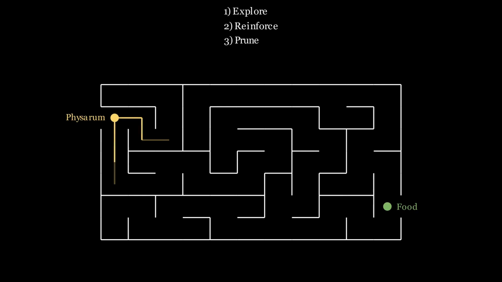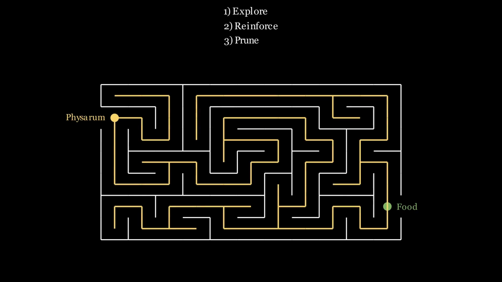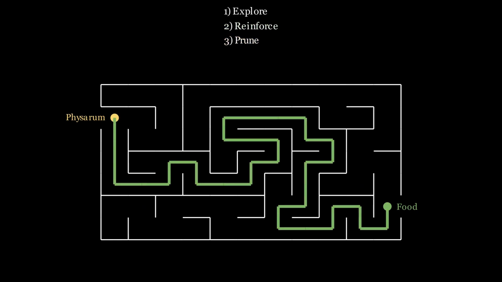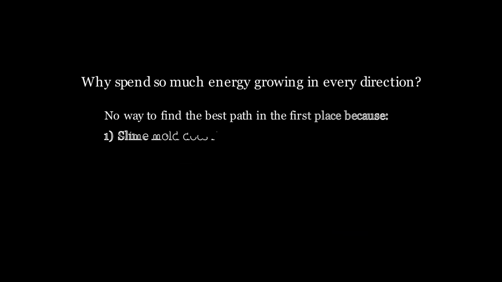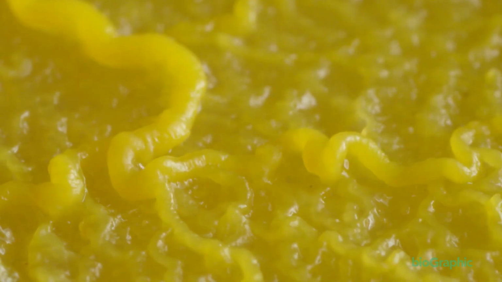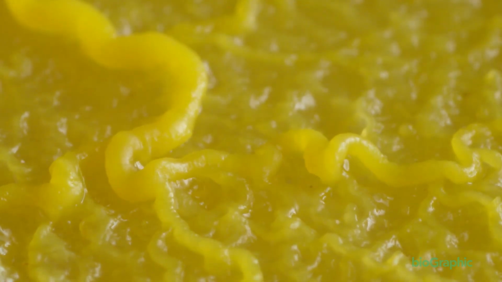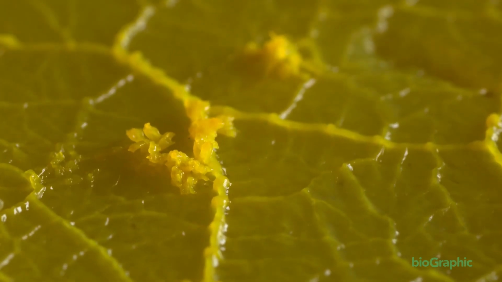While it solves the maze, the slime mold is actually following a simple set of rules. Explore, reinforce, then prune. When exploring, the slime mold spreads tubes out in all directions, even to the dead ends and spots with no food. Why spend so much energy growing every direction? Without exploring, it can never discover a better path in the first place. The slime mold doesn't compare every possible route, and it doesn't pick the shortest path right away. So how does following this set of rules change the organism's shape?